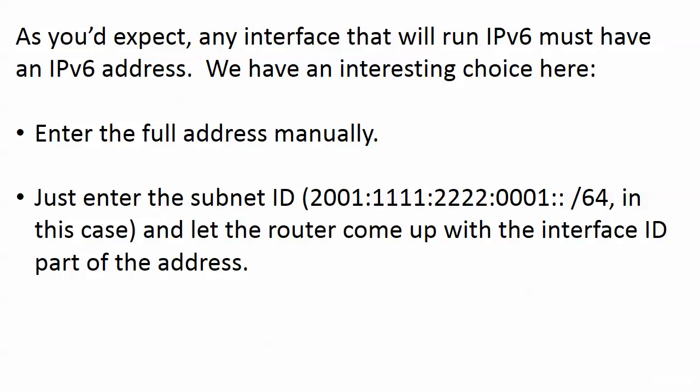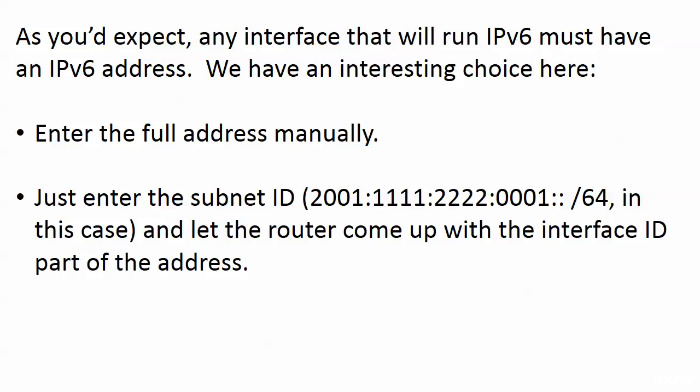Now, as you would expect by now, any interface that's going to run IP version 6 has to have an IP version 6 address. Duh, right, I know. But we have an interesting choice here. We could enter the full address manually using our zero and leading zero compression skills. That shouldn't be too much typing. Or we could just enter the subnet ID, which in this case is 0001 with a double colon to represent the subnet ID and a /64, and let the router come up with the interface ID part of the address.